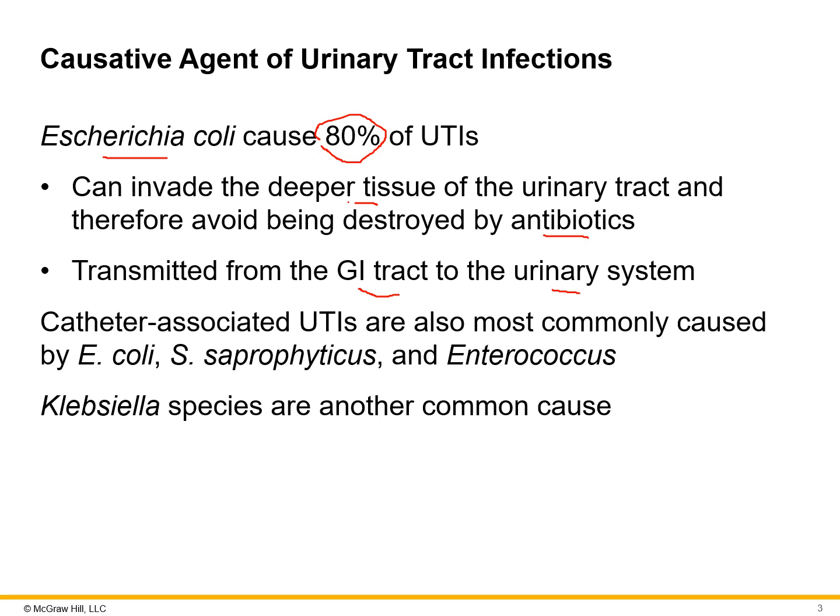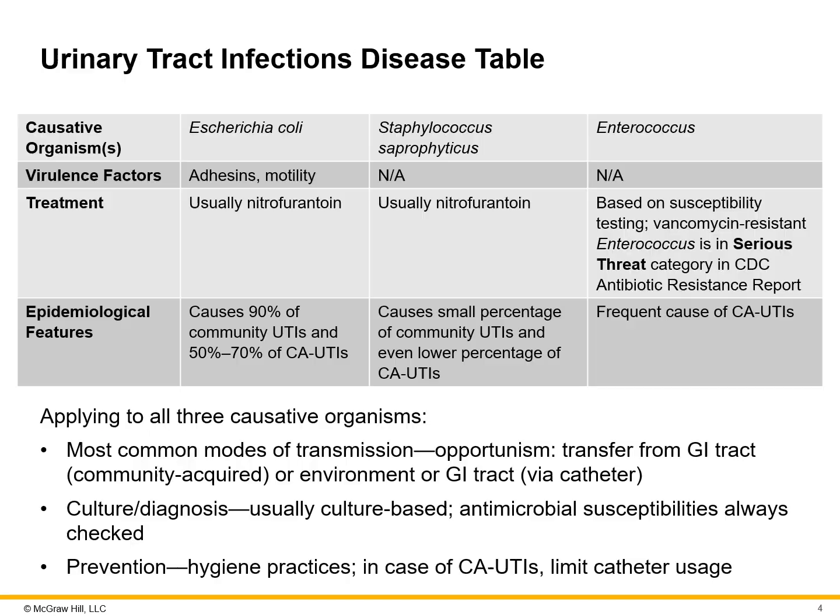Also, catheters are a main cause of infection. Catheter-associated UTIs are, again, most commonly caused by E. coli, of course, and then the Staphylococcus and Enterococcus species that we see. Klebsiella is actually another one that is common. So, again, using catheters leads to exposure to E. coli and Klebsiella, which are the main ones we're looking at.